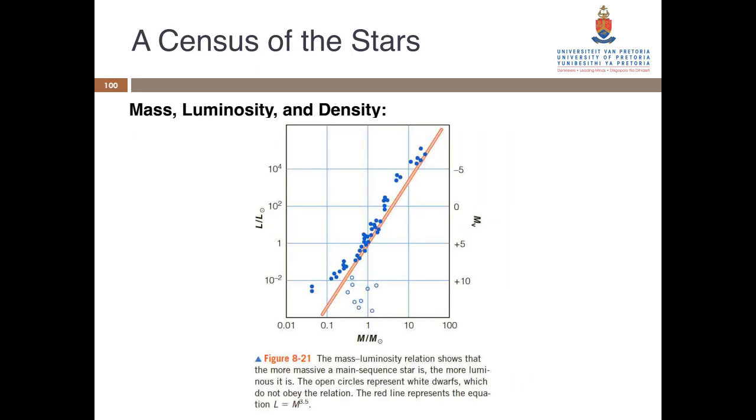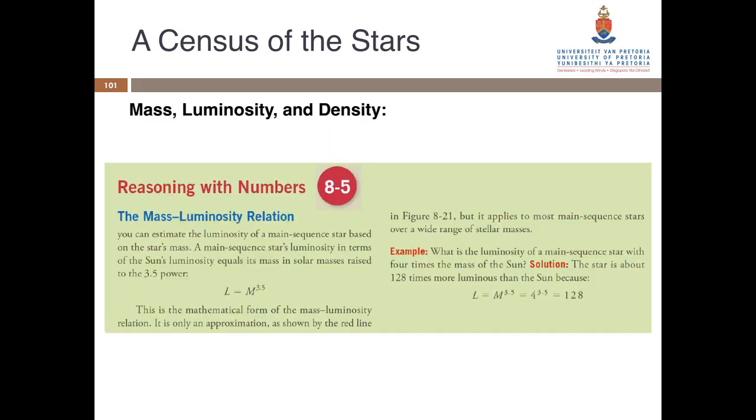So here we can see the mass-luminosity relation shows that the more massive a main sequence star is, the more luminous it is. The open circles represent white dwarfs, which do not obey the relation. And the red line represents the equation L equals M to the power 3.5. So that is what we call the mass-luminosity relation. That is another question I can ask in the semester exam.